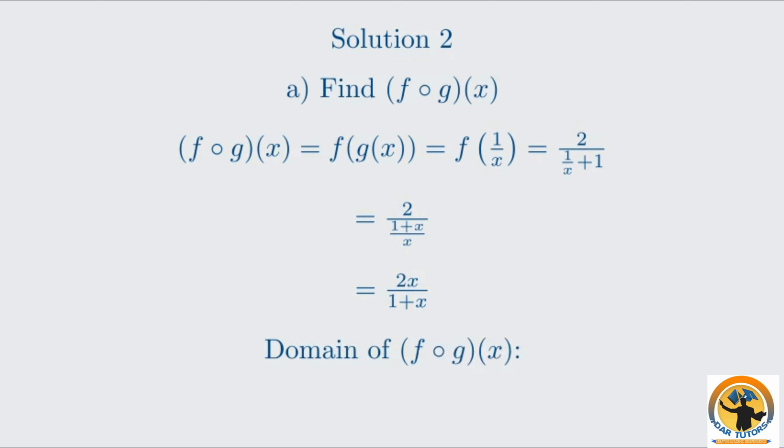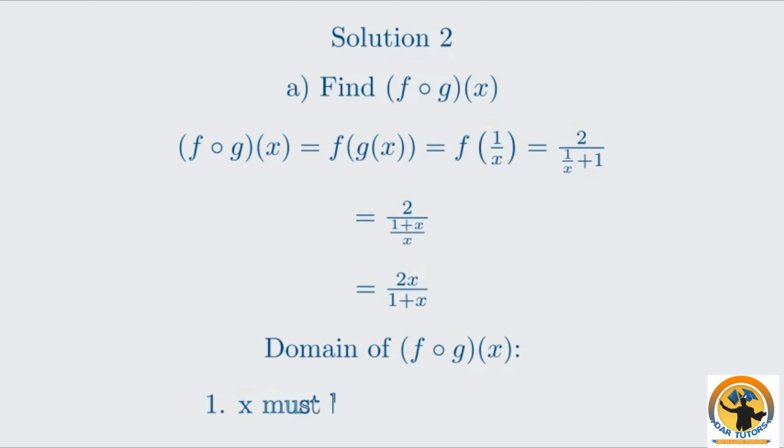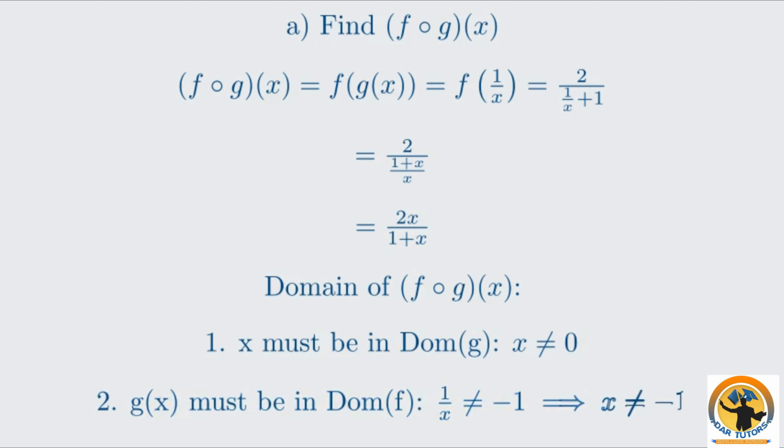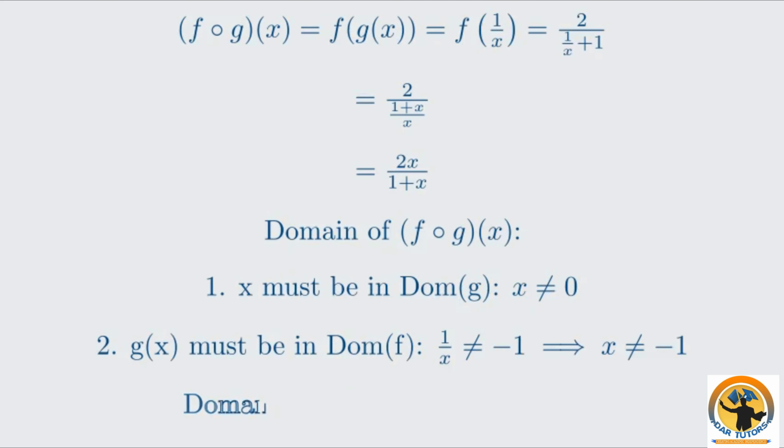Now for the domain. The input x must be in the domain of g. The domain of g is x is not equal to 0. Additionally, the output of g, which is 1 over x, must be in the domain of f. The domain of f is all real numbers except for -1. So we need 1 over x not equal to -1, which means x is not equal to -1. Combining these conditions, the domain of f of g of x is all x such that x is not equal to 0 and x is not equal to -1.